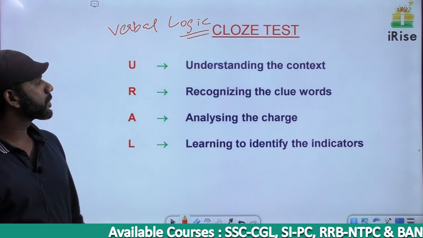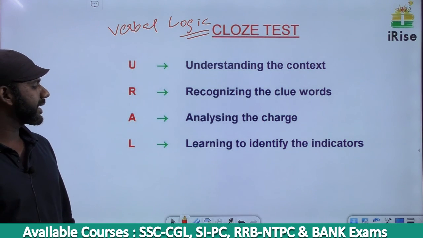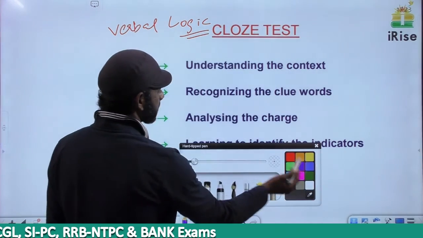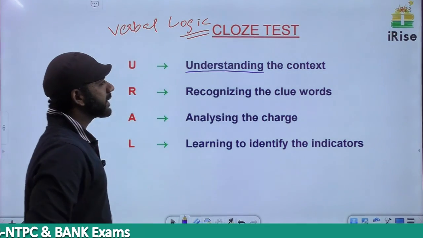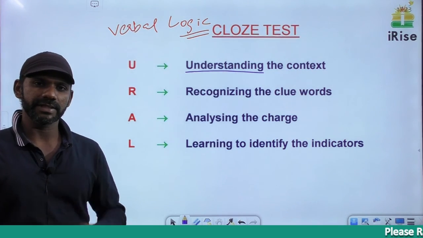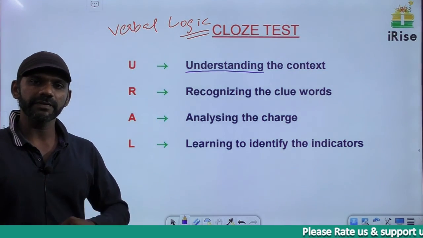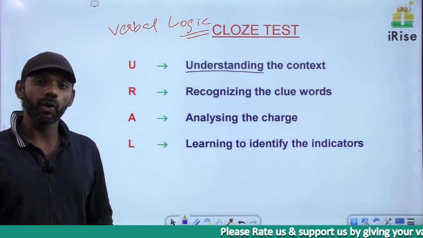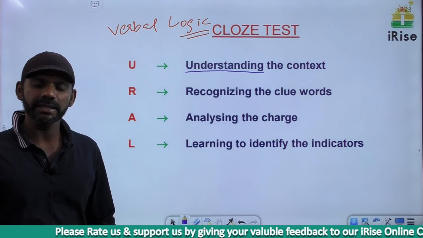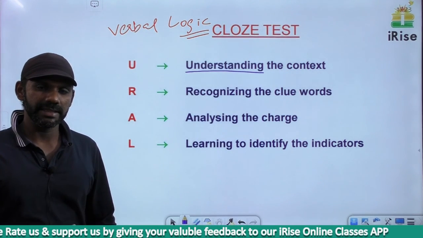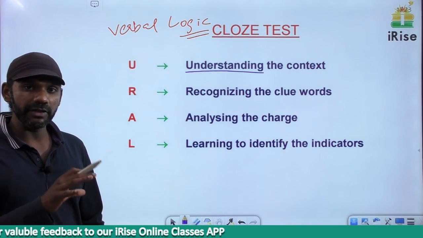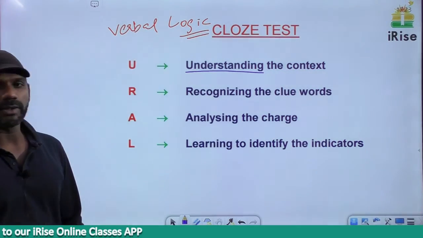Now the strategy to approach cloze test is URAL. U stands for understanding the context. Now the first thing that needs to be done when we take a sentence is we need to try to understand the meaning of the sentence and frame a word of our own to fill in the blank. Then see which word among the options has a meaning similar to that of the word you have in mind. That way we can keep eliminating some options. So the first thing is trying to understand the meaning of the sentence. That is understanding the context.